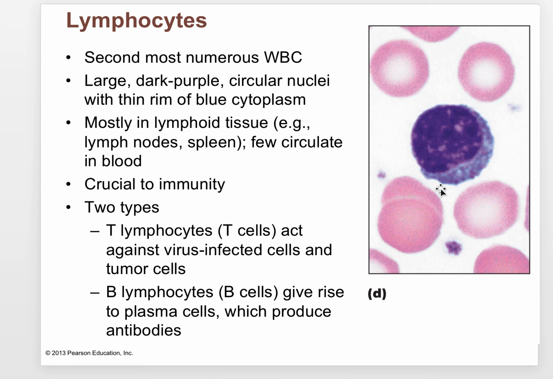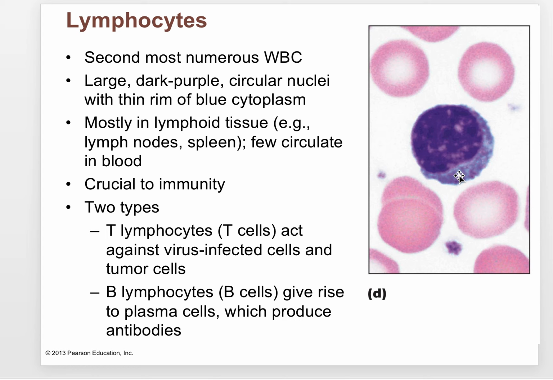Now we're looking at the agranulocytes. The second most numerous white blood cell is the lymphocytes. These are large, they have large dark purple circular nuclei within a rim of blue cytoplasm. See, here's the cell here. The majority of the cell is taken up by the nucleus. All that's the nucleus, and just a rim of cytoplasm. These can be seen circulating in the blood, but they're mostly found in lymphoid tissue such as lymph nodes or the spleen. These cells are very crucial for immunity and for an immune response.